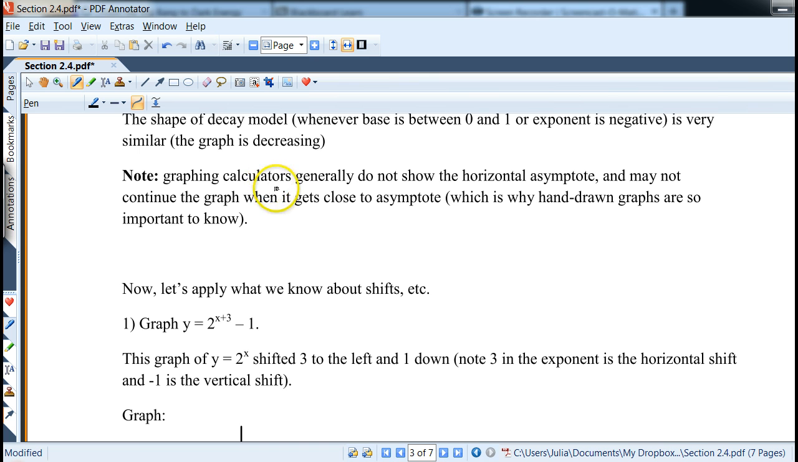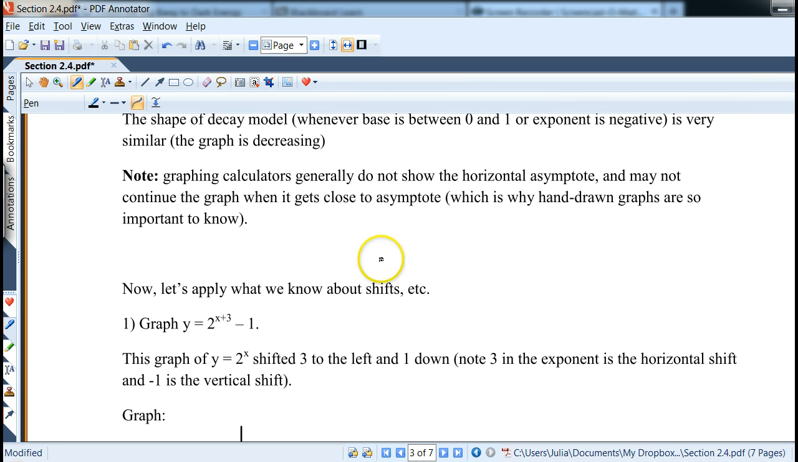Now note, the graphing calculators, including the online graphing calculators, generally do not show the horizontal asymptote and may not continue the graph when it gets close to the asymptote. Sometimes it looks like a square root function where it just cuts off. I have seen that happen, which is why hand-drawn graphs are very important for exponentials. So we're really going to study those in a little bit of detail.